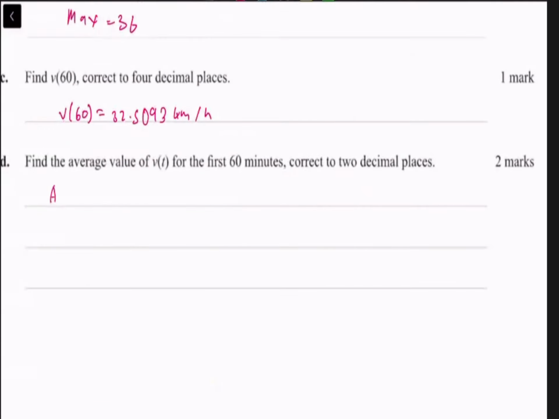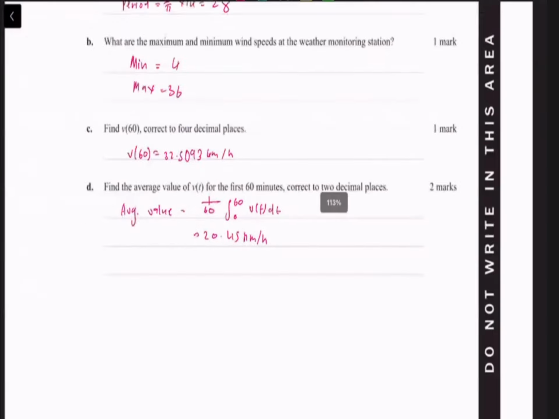And average value again is also CAS. So this whole page, you shouldn't lose any marks because it's just CAS. 60 to 0, and then VT dt, and you should get 20.45 kilometers an hour.